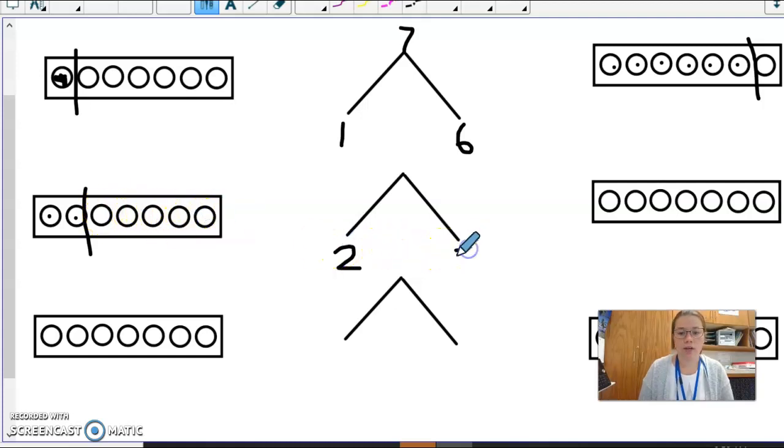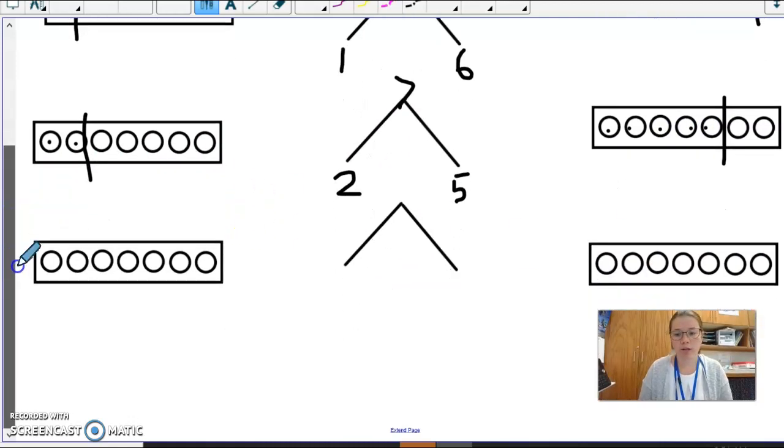Okay, 5. And we know that we're working with partners of 7. That's our total. It goes at the top. Okay, then let's switch those partners. So we had 2 and 5. Now we're going to have 5 and 2. 1, 2, 3, 4, 5. Break apart. Color in. Very good.